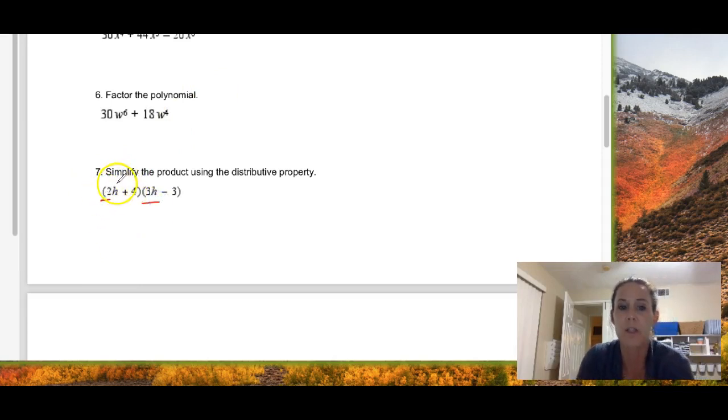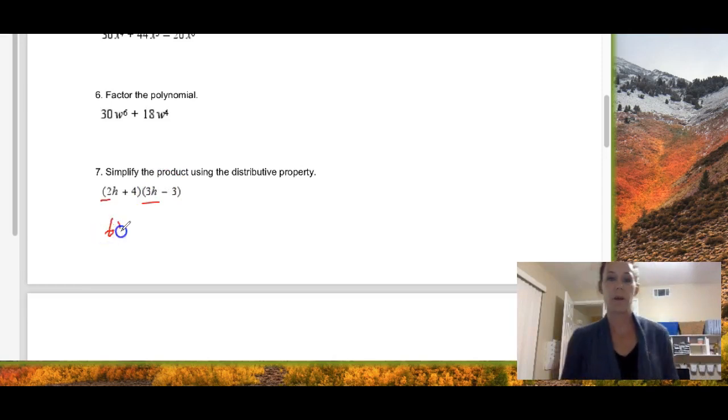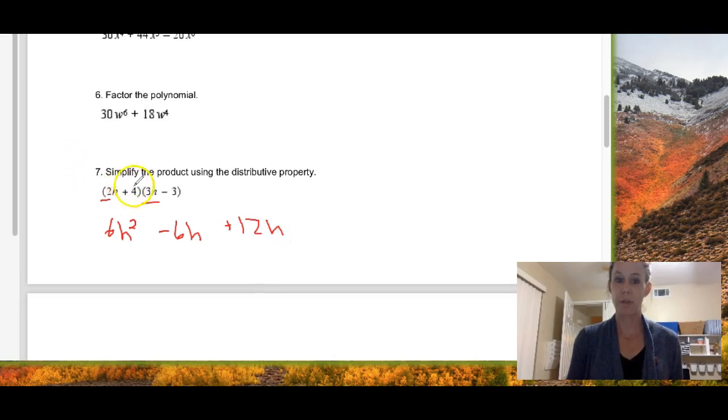This times this, 2h times 3h. That's going to give me 6h squared. And I'm sorry for the writing. It's going to be very poor. I don't have my pen. And then this times this, that's my outers. 2h times negative 3, it's going to be negative 6h. Then my inners, 4 times 3h, that will be plus 12h. And then my last terms, these two are my last terms. 4 times negative 3 gives me negative 12.